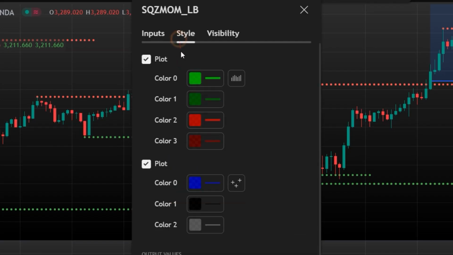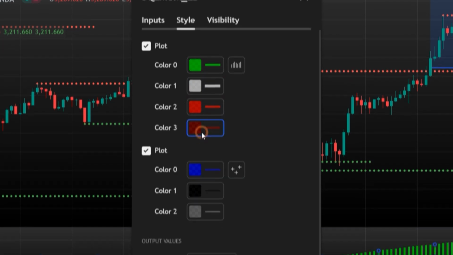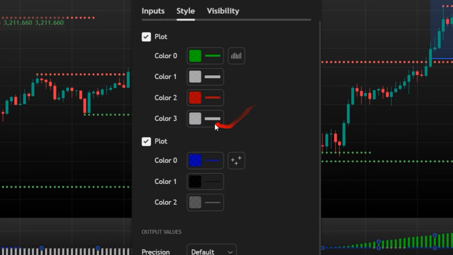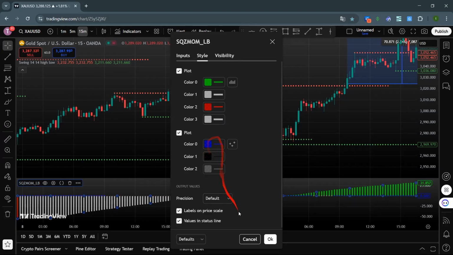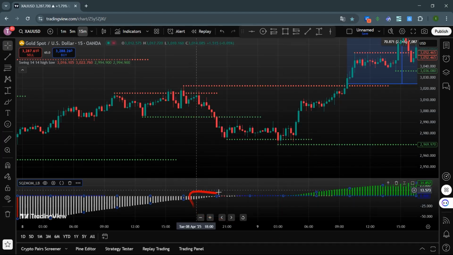Now go to the Style tab and update the colors. Color 0, green, strong bullish momentum. Color 1, white, weakening bullish. Color 2, red, strong bearish momentum. Color 3, white, weakening bearish. And that's it. Now you're fully set up to start trading this strategy.